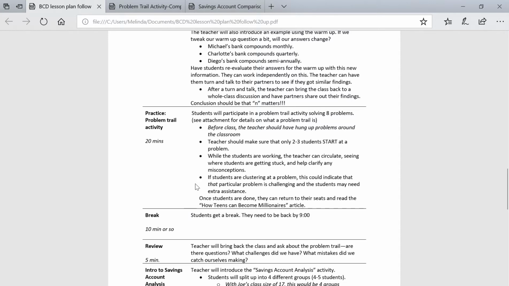Also, a big thing I've noticed is that if students are clustering at a problem, this could be an indicator to the teacher that a particular problem is challenging, and the students may need extra assistance there. So, I think 8 problems, 2 to 3 minutes per problem would be sufficient for them. I have a 10-minute break or so here. Given that the 2-hour period is an 8 o'clock class, I said they just need to be back by 9.